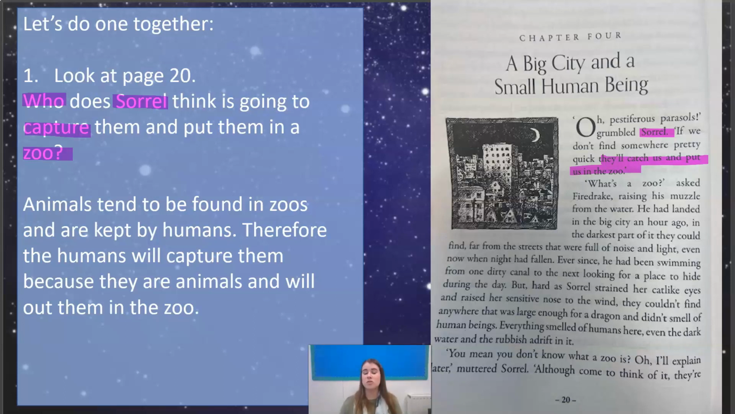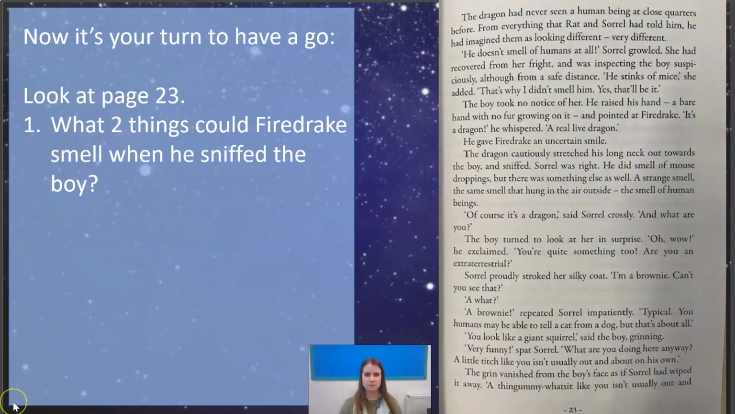And we know that if they're going to be put in a zoo, the only thing that can put them in a zoo is going to be human beings. Okay, so you guys are now going to have a go at doing this question on your own. Okay, so look at page 23 in front of you. It's for you guys on the screen as well.